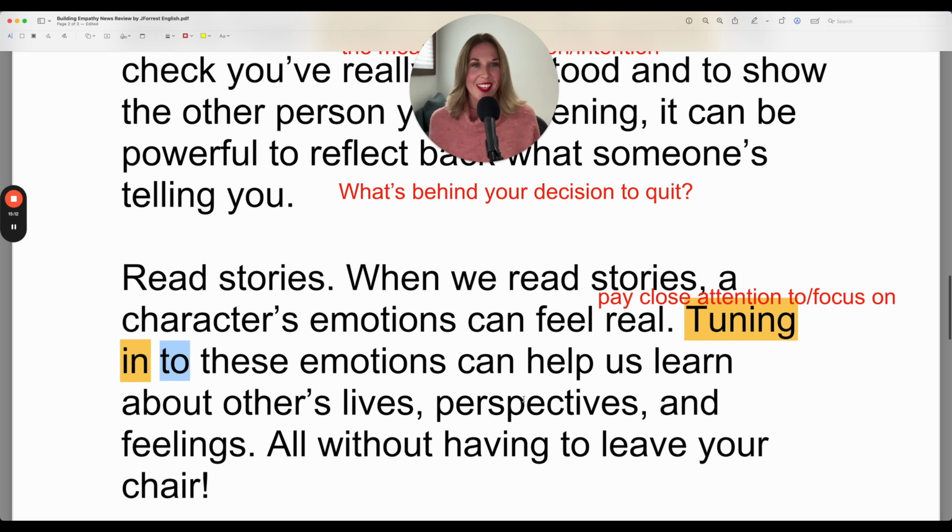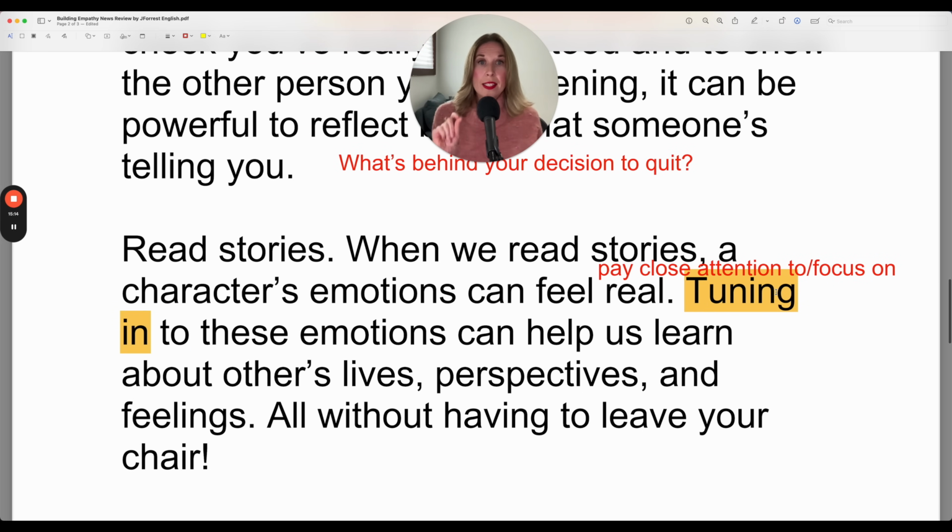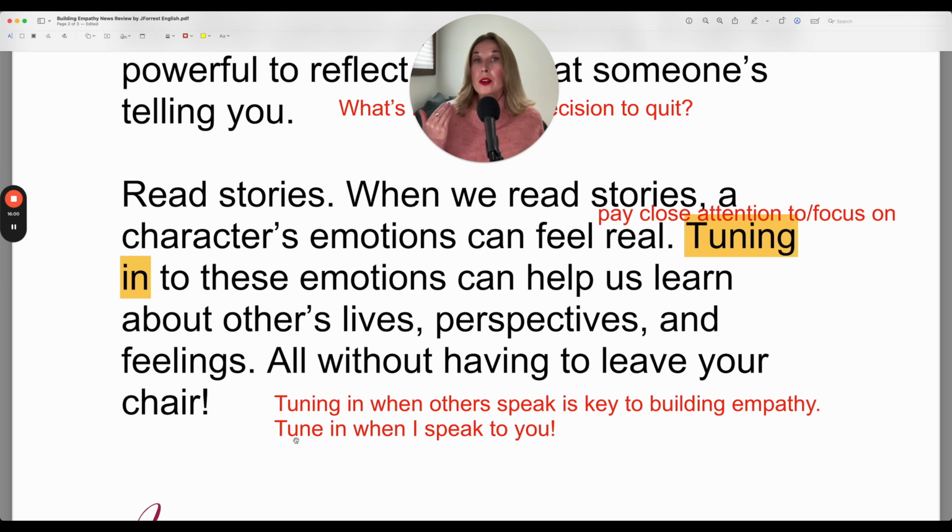Now notice here, tune is in the gerund form. Tuning, tuning. Do you know why? Notice it's at the beginning of a sentence. When we use the gerund at the beginning of sentences, it's to make general statements. Let's compare these two sentences. Tuning in. So this is the gerund. It starts the sentence. Tuning in when others speak is key, is important, or the most important to building empathy.